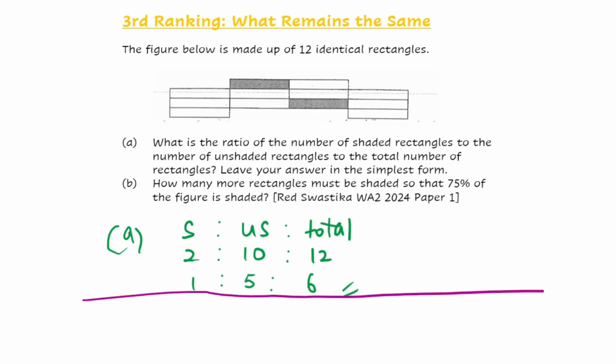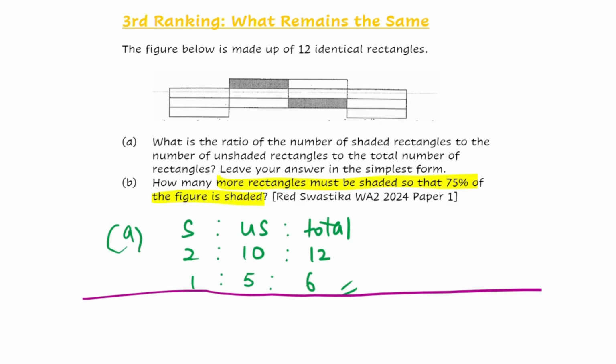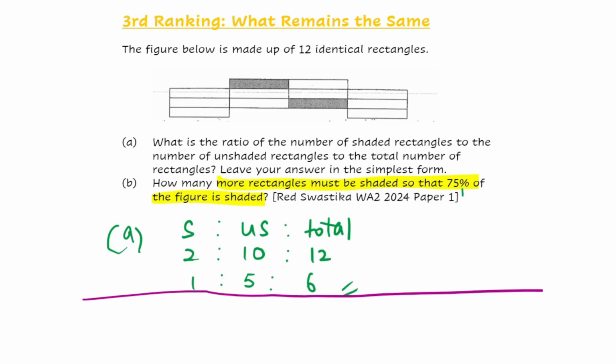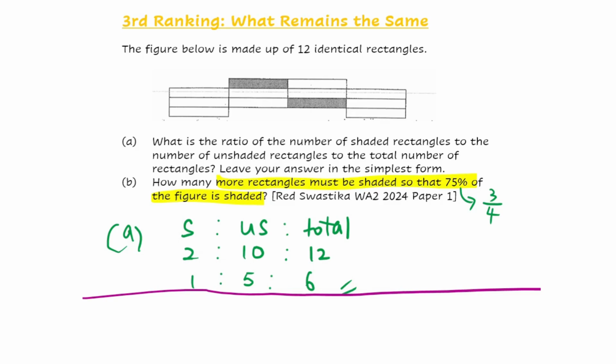In part B, you need to find out how many more rectangles need to be shaded so that 75% of the figure is shaded. Remember, I said that when we shade more rectangles, the number of unshaded rectangles changes too, so only the total number of rectangles stays the same. Let's now convert 75% to 3/4, and then we'll be able to write the two ratios in a table form.